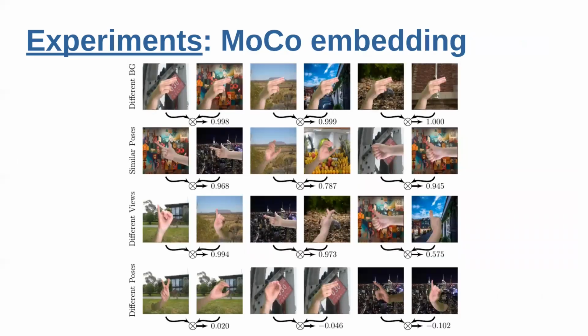By feeding manually picked images into the embedding, we can analyze the representations learned during unsupervised pre-training. We show pairs of images and the resulting cosine similarity scores of their embeddings. The first row shows hand images with different backgrounds, leading to a score of 1. The second row shows similar hand poses, also leading to high scores. The third row shows changes in viewpoints, also leading to high scores. In the last row, we can see that different hand poses lead to low scores despite having the same background.